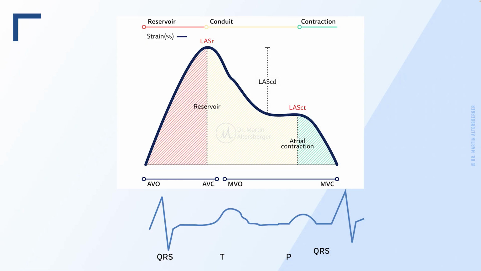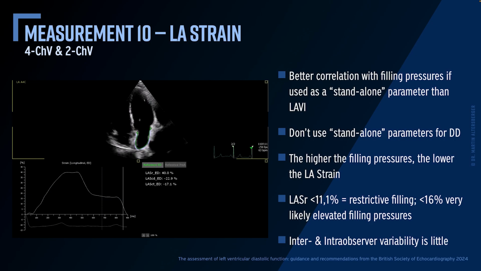This is how it looks like with an ECG. So the left atrial contraction strain is just at the region just before the P wave. Now, using it in a 4 and 2 chamber view makes it, of course, more accurate.